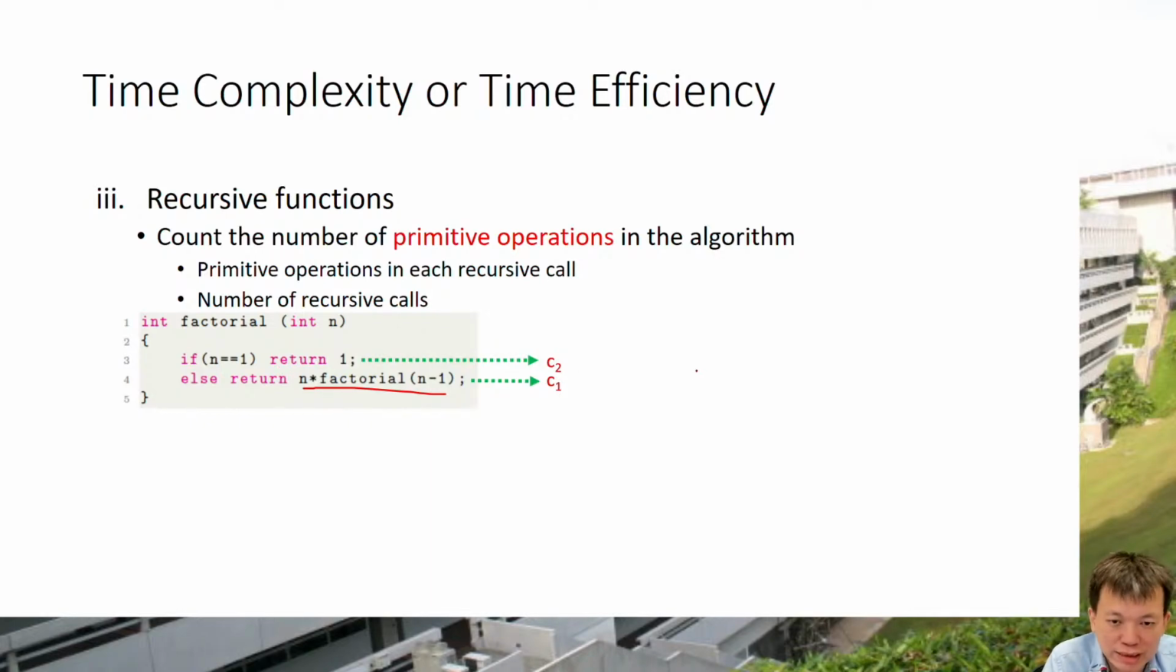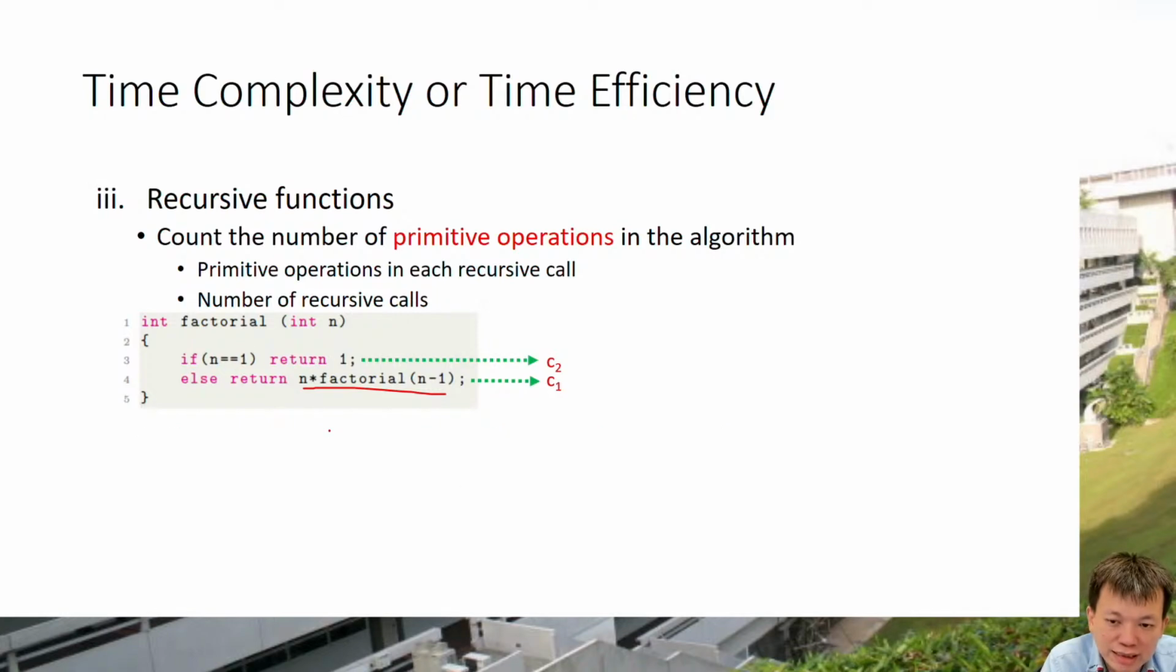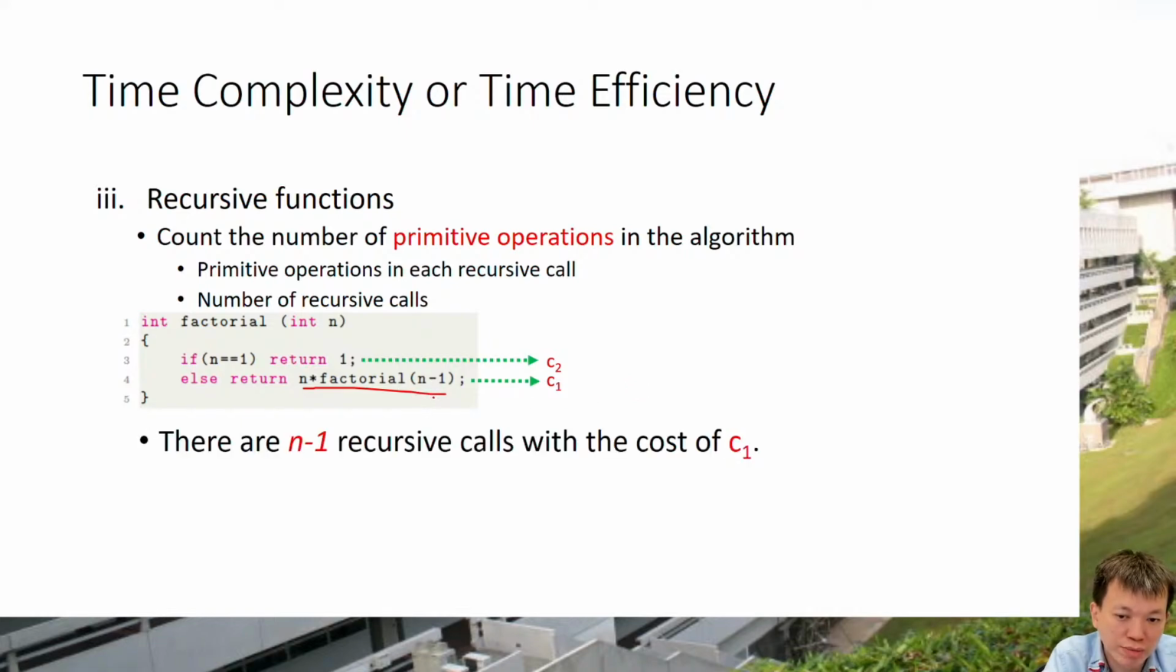This one takes C1. This one takes C2. Well, it's about the same. So the key is how many recursive calls I have. It will call itself with factorial n minus 1. You do one time, two times, three: n minus 1, n minus 2, n minus 3, and so on. Eventually n will become 5, 4, 3, 2, 1. So the total number of recursive calls will be n minus 1. Including itself, that means n function calls.